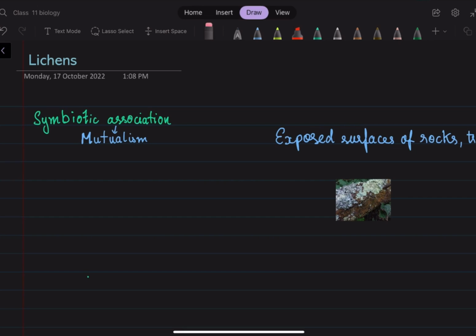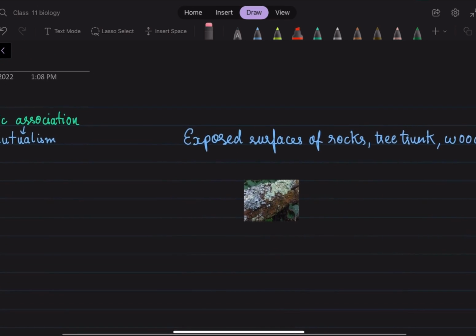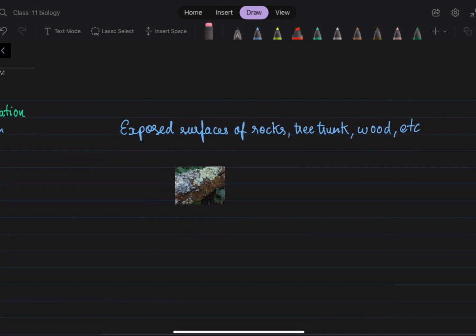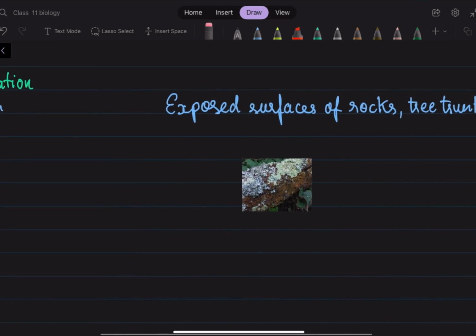So, mutualism is a population interaction, an interaction among populations in which two organisms are associated in such a way that both the organisms are benefited. In this association in lichens, we see fungi and algae being associated with each other, and these lichens are found on exposed surfaces of wood, rocks, and tree trunks. You can see here a picture of lichen.